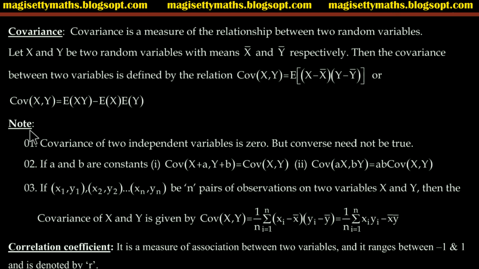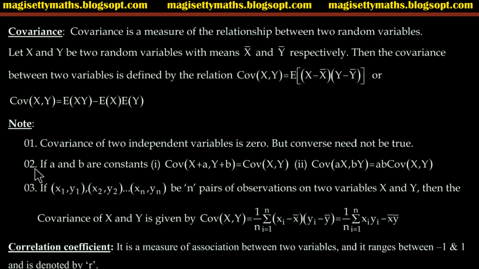Here we have important notes. Point number 1, the covariance of two independent variables is 0. That means if we evaluate the covariance for two independent variables, that gives 0. But the converse need not be true. That is, if the covariance is 0, then the two variables may or may not be independent.